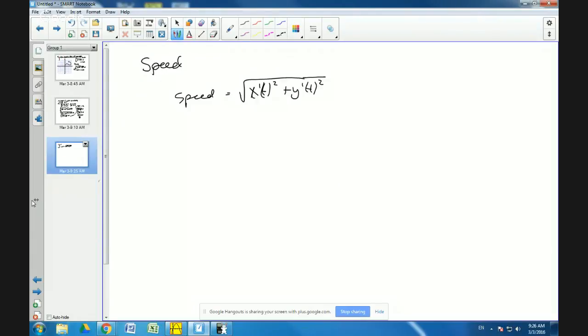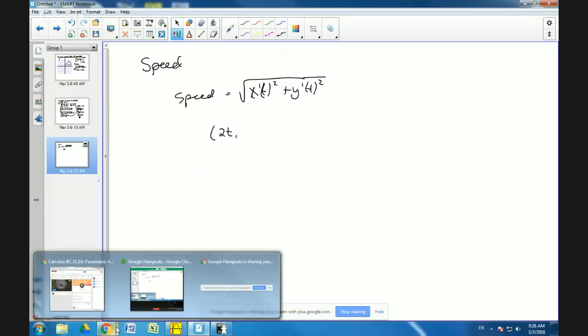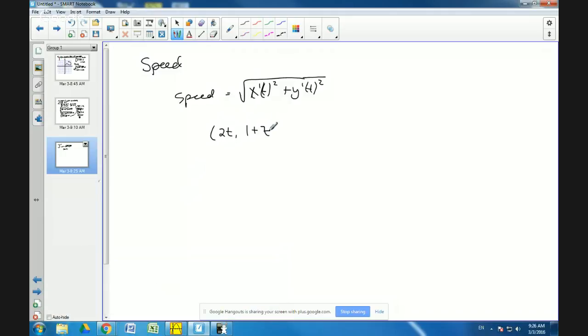Or you can think of speed as a rate. The integral of a rate is position change, right? Which is distance traveled. So they work very nicely in tandem with the ideas we've studied for the past year and a half. Okay, let's talk about one example here and I'll let you loose. Let's go with 2t and 1 plus t to the 3/2. Okay, what's the speed at t equals 1?